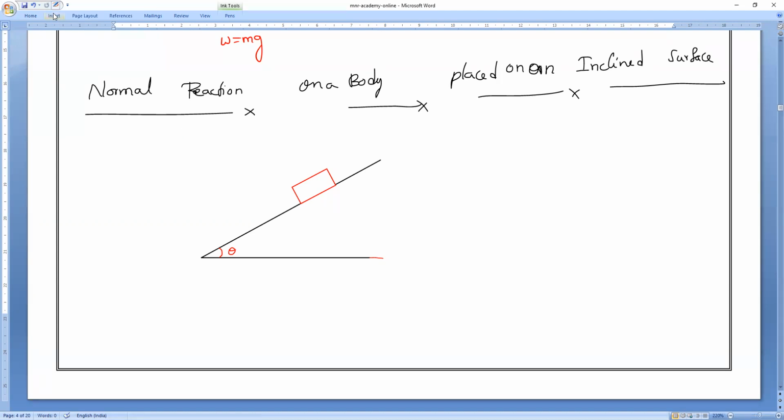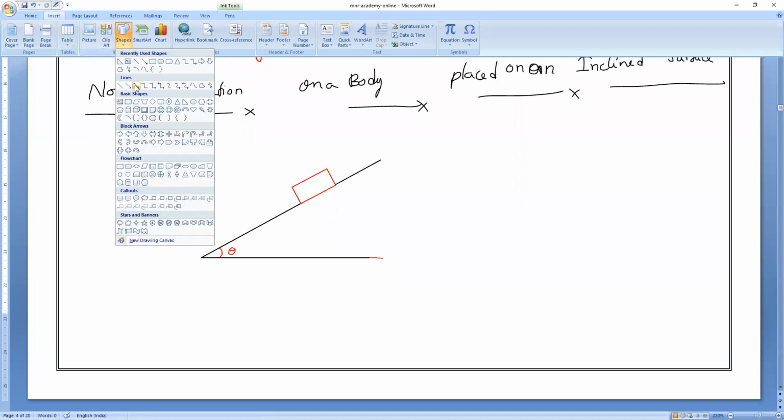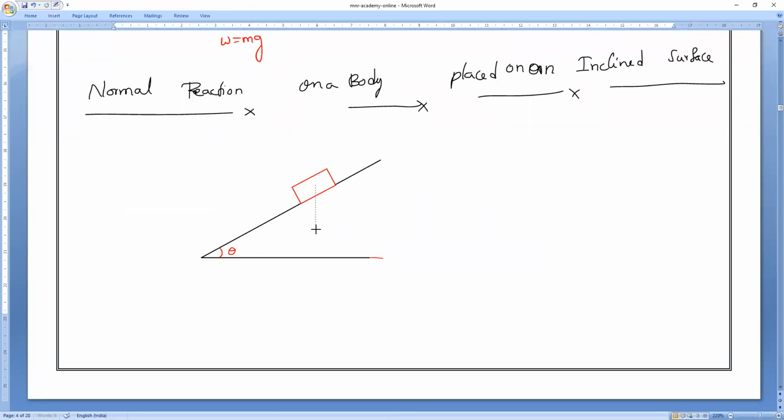Now first, the weight of the object always acts in what direction? Everybody. Even on an inclined surface, downward. Weight of the object always acts in what direction? Downward. So capital W is equal to what? Fastly respond, it is equal to mg.